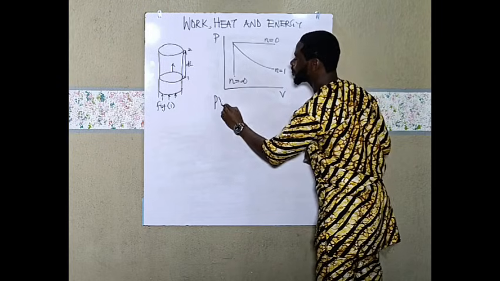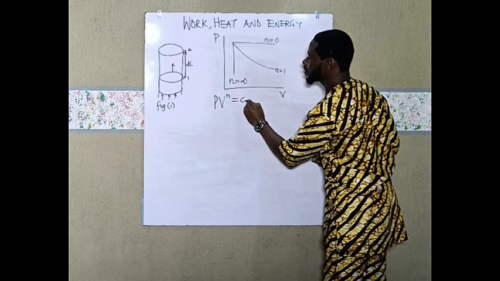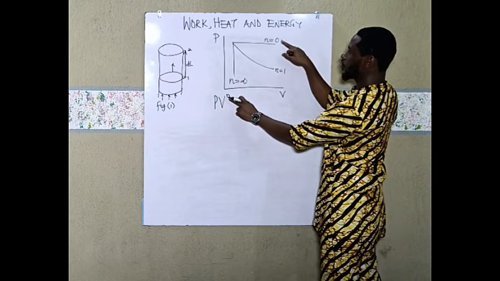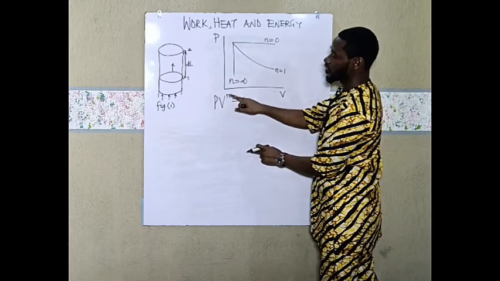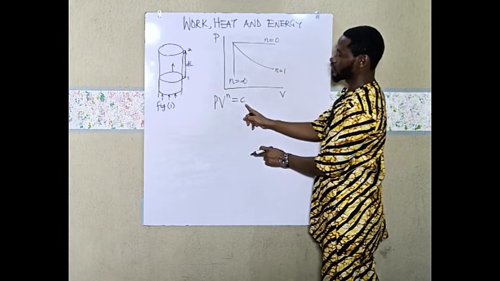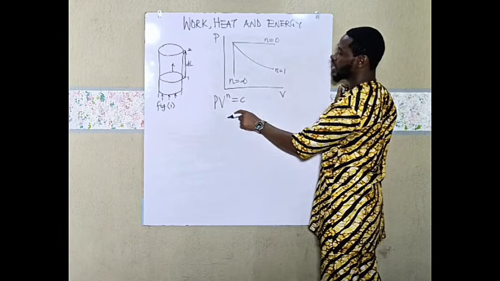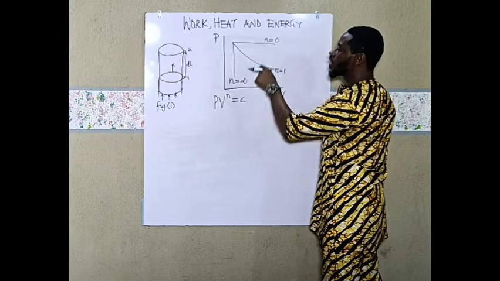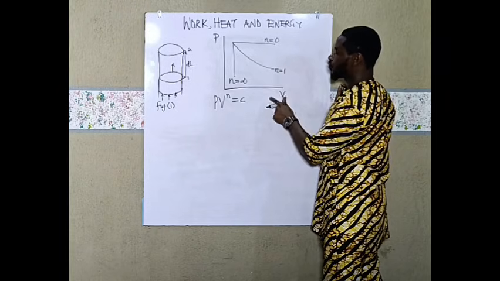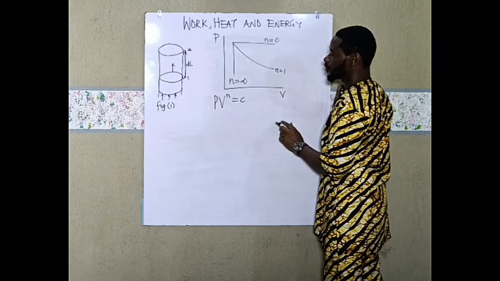A typical example is PV^n equals C. When n is 0, V raised to the power of 0 is 1, so P equals C. We have an isobaric process. When n is infinity, we have an isochoric process. And when n is 1, we have an isothermal process.